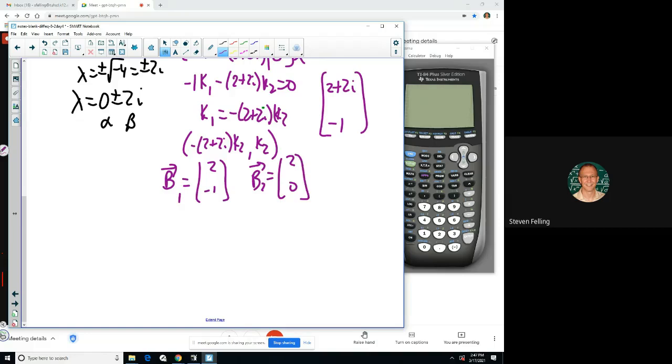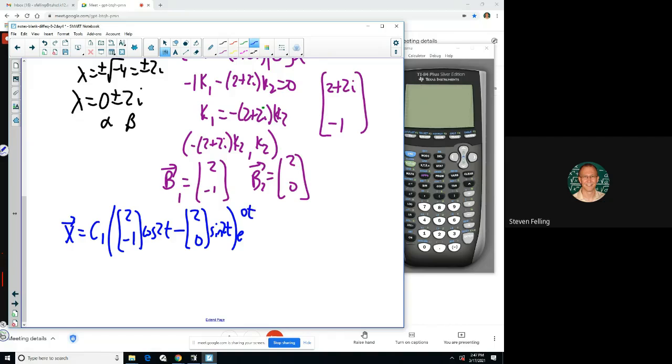And then that means the general solution form, so we'll go ahead and write that. X is going to be C1 times the first vector, 2, negative 1 times the cosine of beta, which is 2t, minus the imaginary vector times the sine of 2t. And then that's going to be times e to the 0t. So that's really a 1. I'll write it, but eventually we'll drop that. And then in the second term, we've got C2, and we take the imaginary vector first, cosine beta t, plus the real 2, negative 1, and then sine 2t, also times e to the alpha t.